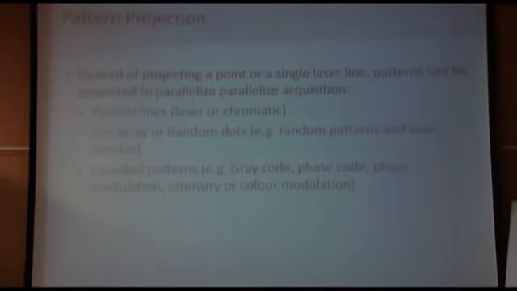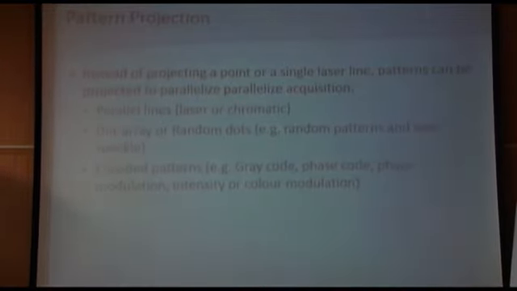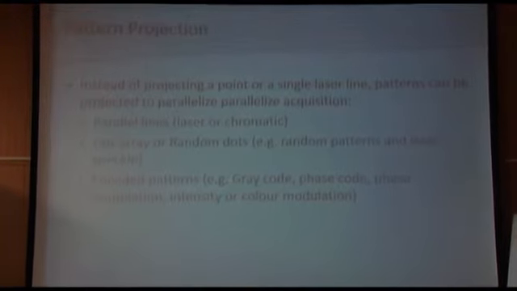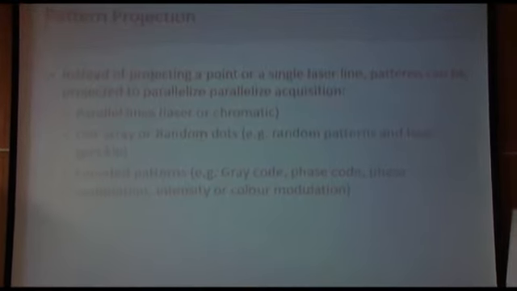Of course, instead of using only one stick, you can use parallel lines using lasers or these kind of projectors. You can use dot arrays or random dots. You can use gray code pattern or color pattern. You can take circles, whatever pattern you can imagine. And this would give you a specific pattern on the object. And the same as before, you can then compute the distance of the points, but not only one after the other, but all in parallel.